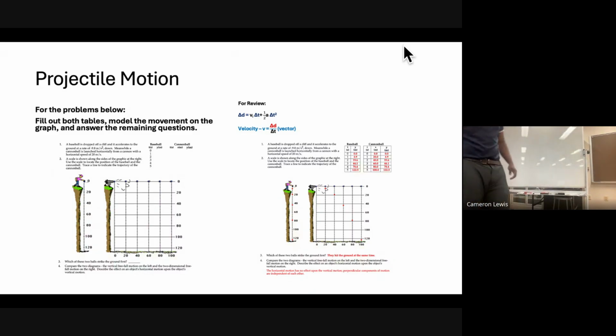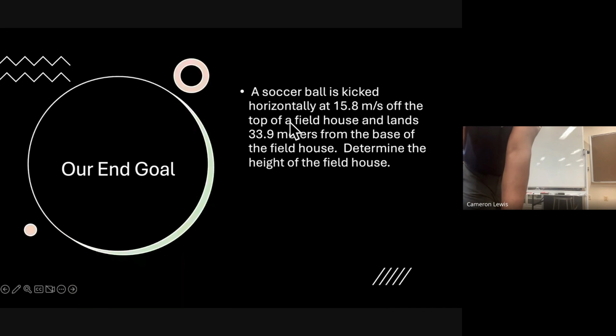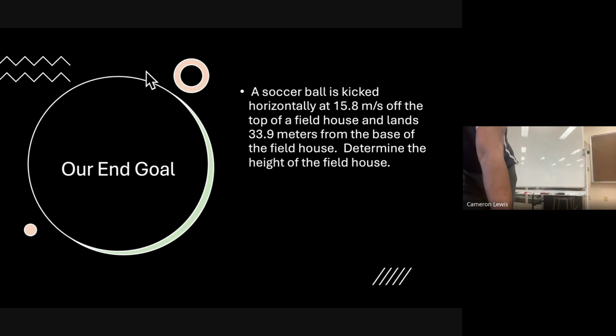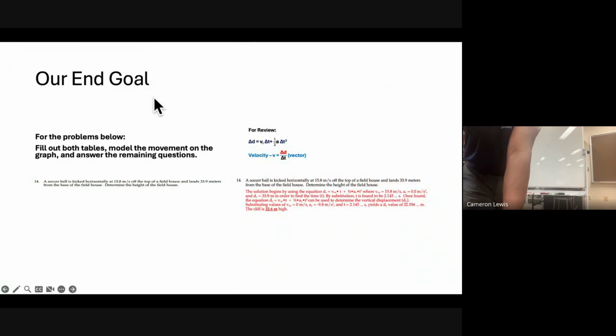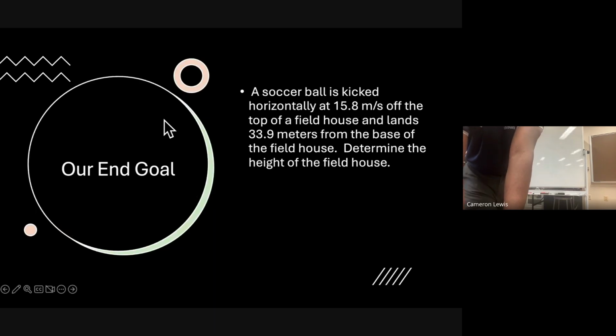All right. Now we have reached the point where we're trying to get to our end goal. So this is the third question that really summarizes all of this. A soccer ball is kicked horizontally at 15.8 meters per second off the top of a field house and lands 33.9 meters from the base of the field house. Determine the height of the field house. I done gave the whole answer. That was crazy.